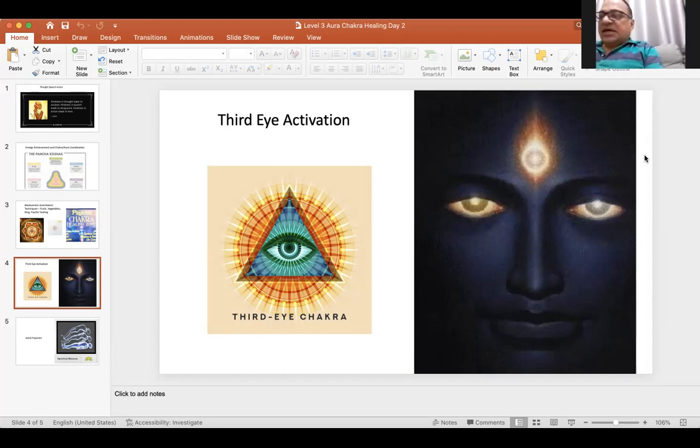The first step is the sleeping pattern. Kindly note, the sleeping pattern is to be regulated to activate the third eye. That is the first practice. So have a good sleeping pattern. So how to have a good sleeping pattern?